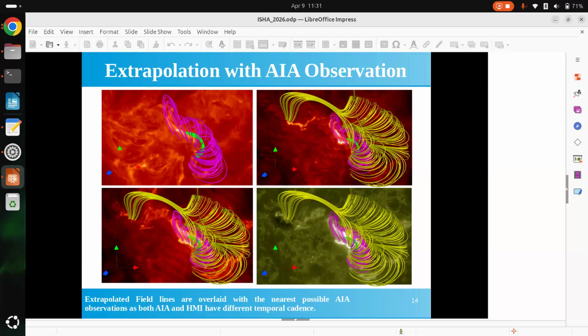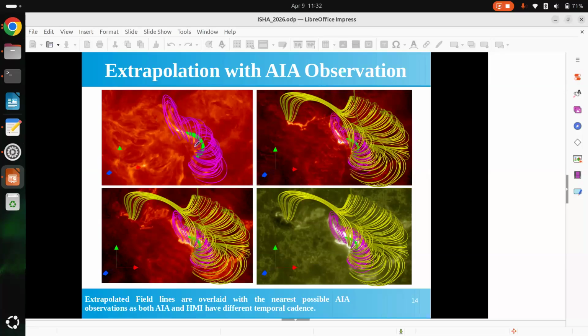So by assuming these conditions, you will see we have plotted the field lines over the AIA observation, and you will see the location where the sheared arcade was present, which maps the sigmoidal brightening that appeared first. So this infers that the sheared arcade constitutes high electric current, and that high electric current brings Joule heating into play, and that will give rise to the sigmoidal brightening.